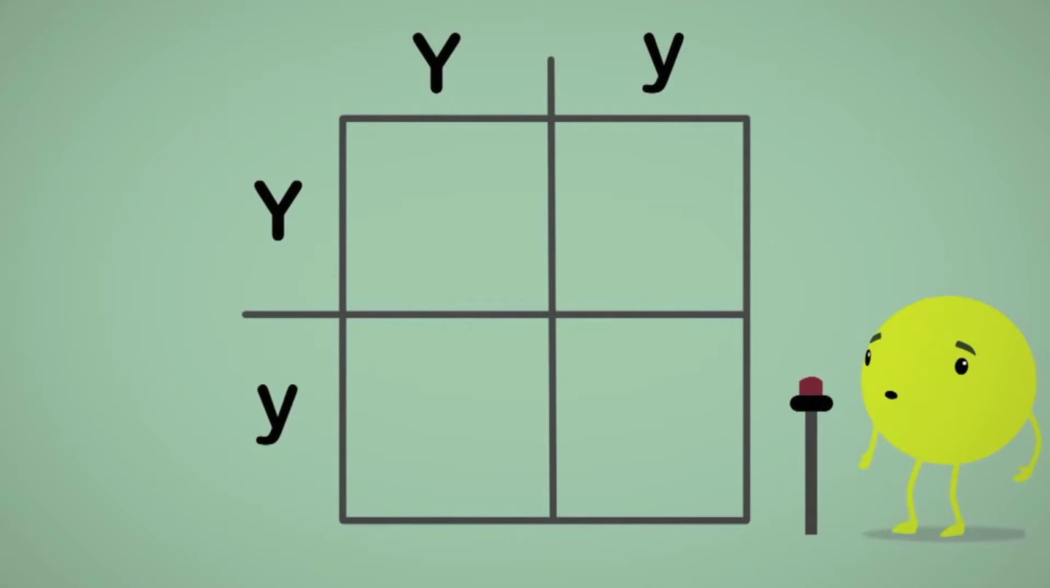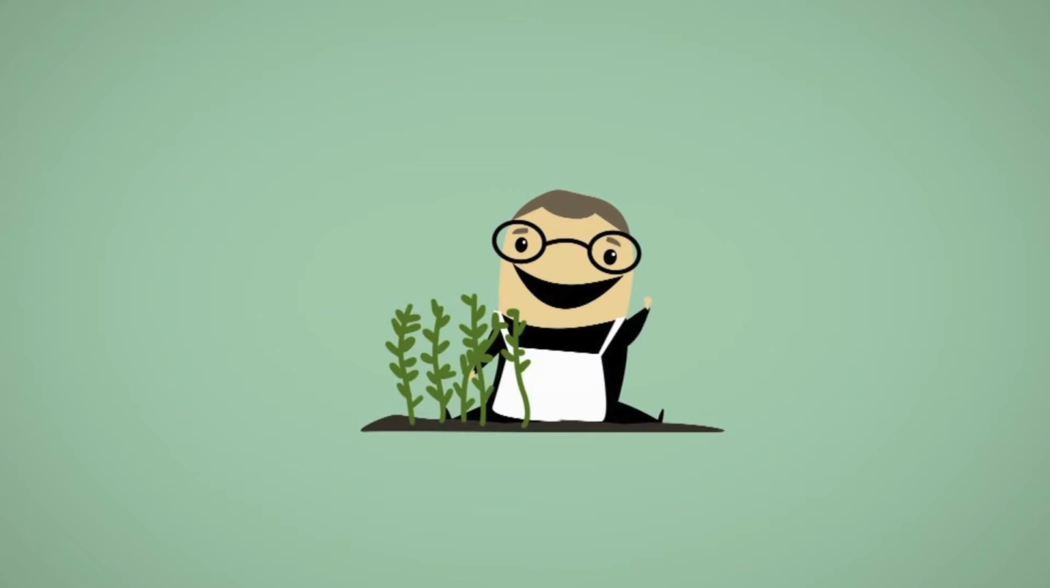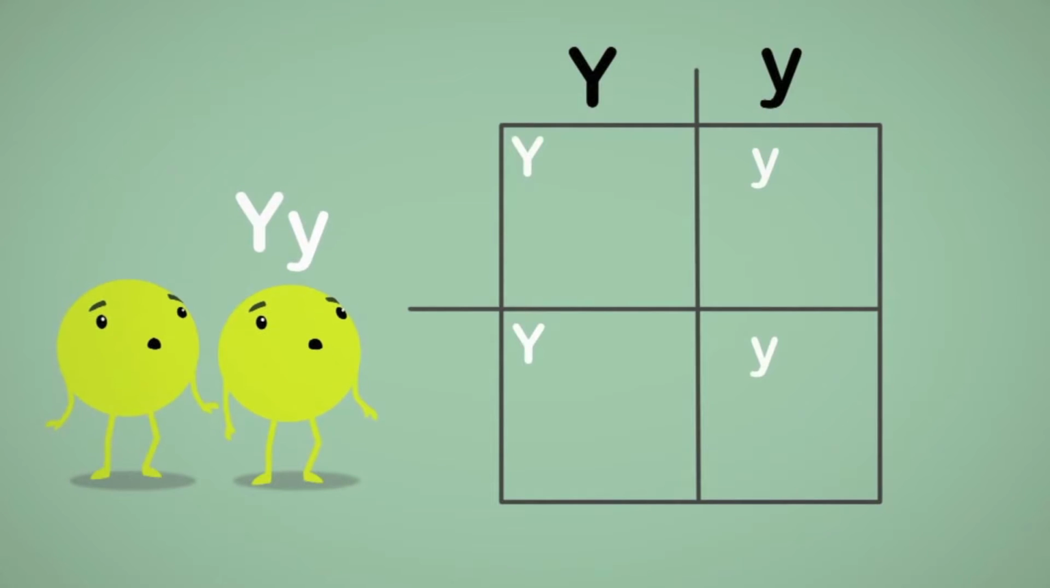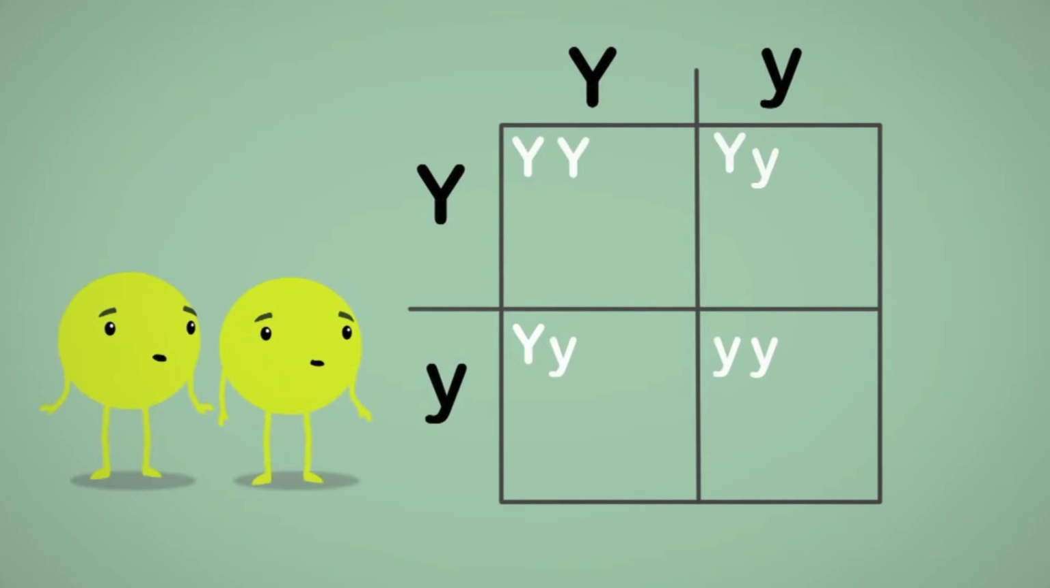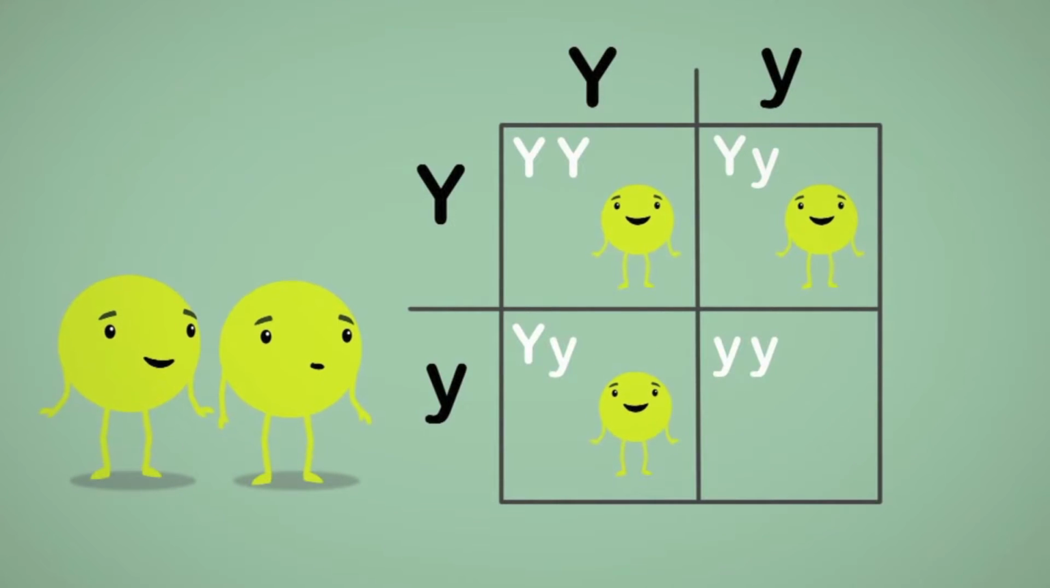You just place the different alleles on both axes, and then you figure out the possible combinations. Let's look at Mendel's peas, for example. Let's write the dominant yellow allele as an uppercase Y, and the recessive green allele as a lowercase y. The uppercase Y always overpowers its lowercase friend, so the only time you get green babies is if you have two lowercase y's.